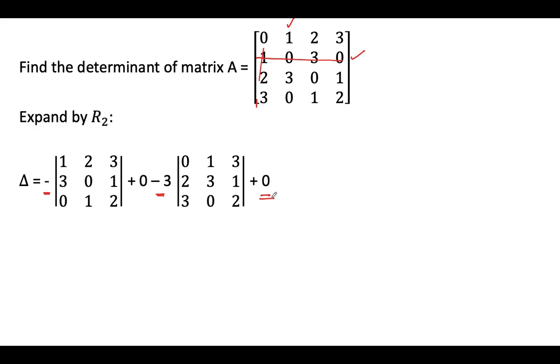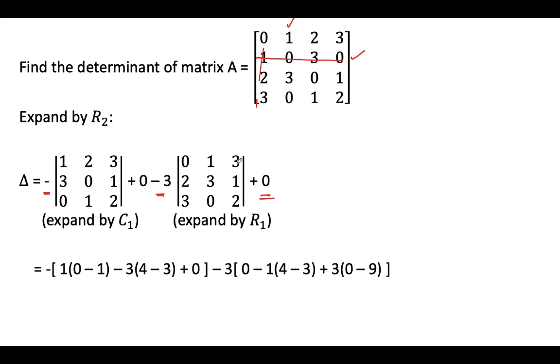Okay, so let's expand these determinants again. You can again choose any row or any column to expand these determinants. I have chosen to expand by C1 in this case and by R1 in this case, and I have obtained the result as 88. So you can verify this result by expanding the determinant by any other row or any other column of your choice. Still you will get the same answer, 88.